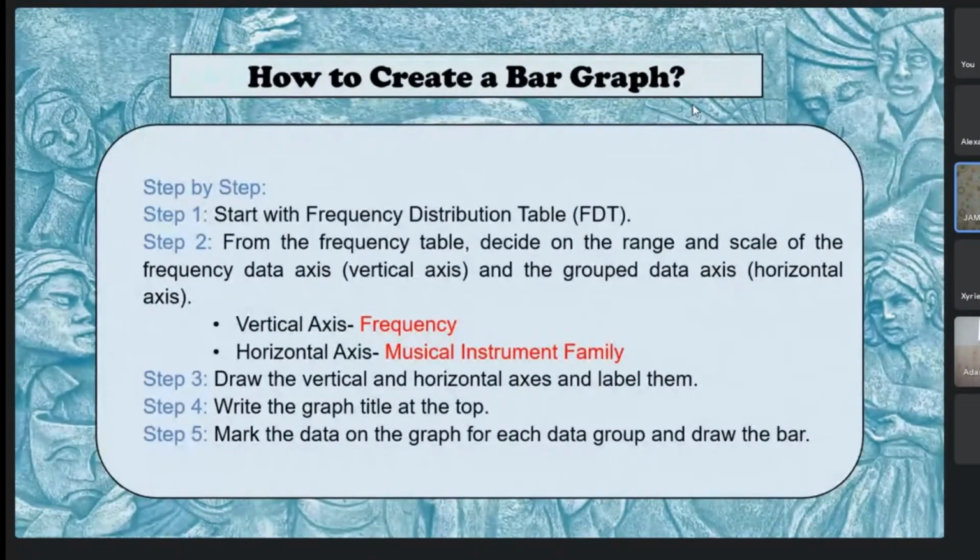We have here a 5 step-by-step process. For step 1, we are going to create a frequency distribution table, just like what we discussed last week. Then, we are going to decide the range and scale of the vertical and horizontal axis. So we have the frequency as the vertical axis, and the horizontal axis is the musical instrument family. Then we are going to draw the vertical and horizontal axis and label them. Then after that, write the graph title at the top. Then mark the data on the graph for each data group.